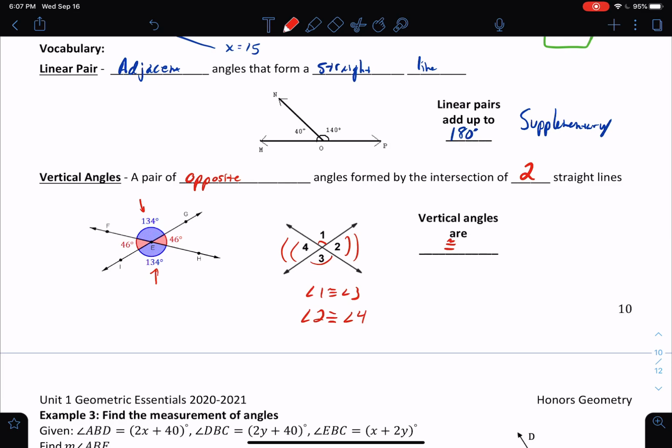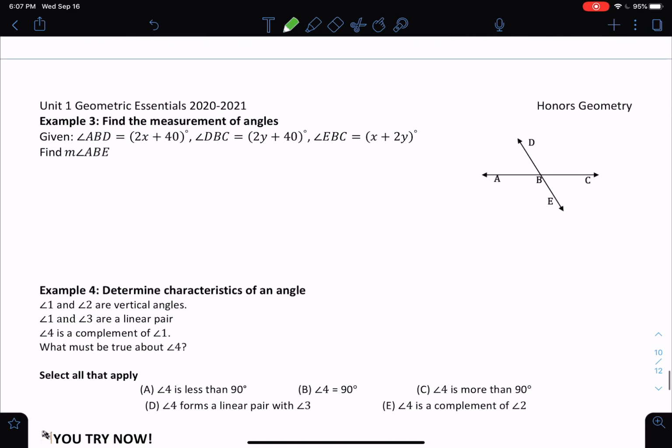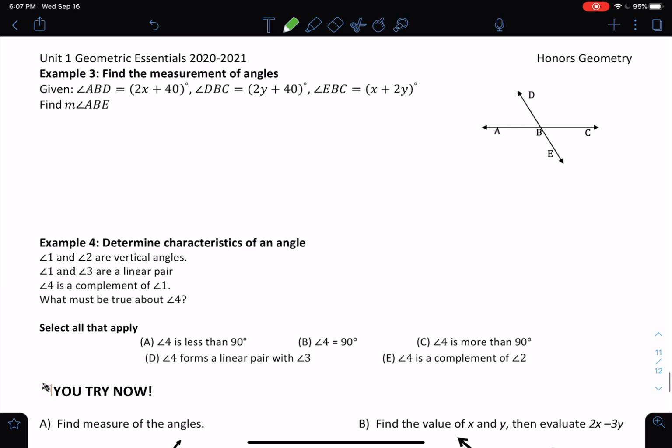Okay? These two are going to be super important going on from here on out, talking about angle relationships in not only this unit, but throughout this entire year. So linear pairs are angles that form a straight line, so they add up to 180. Vertical angles are when you have two straight lines that cross, those opposite angles are going to be congruent. Okay? So, let's talk about example 3.